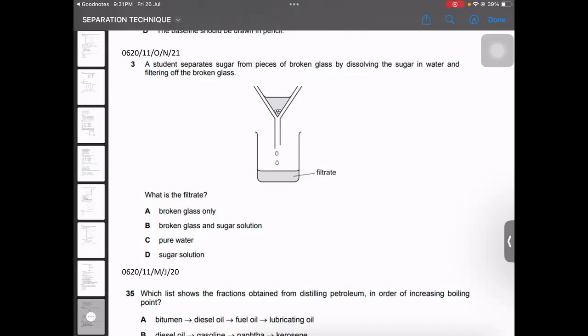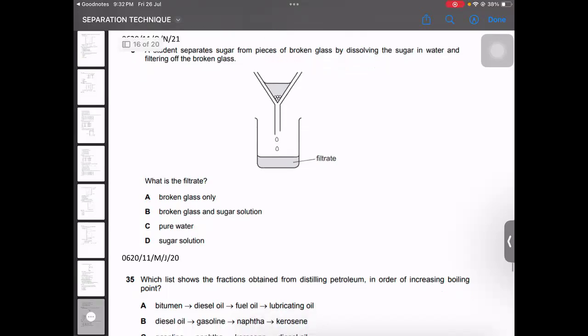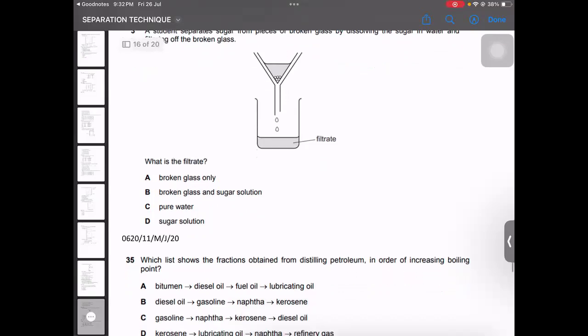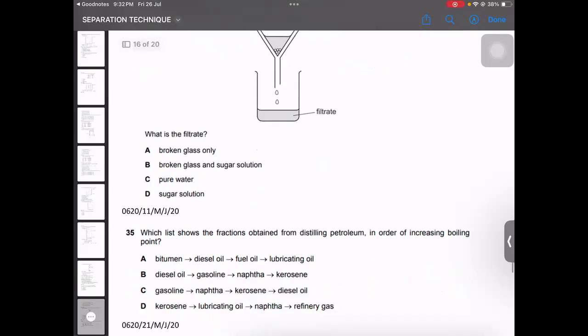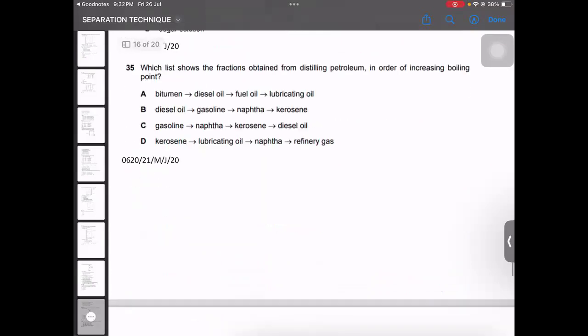As I told you, the holes in the filter paper are very small. They are not going to allow the glass particles or the sugar to pass through this filter paper. Exactly. That's why this is sugar solution. The filtrate is the one which has passed through the filter paper. That's why D for doctor is correct. Okay.